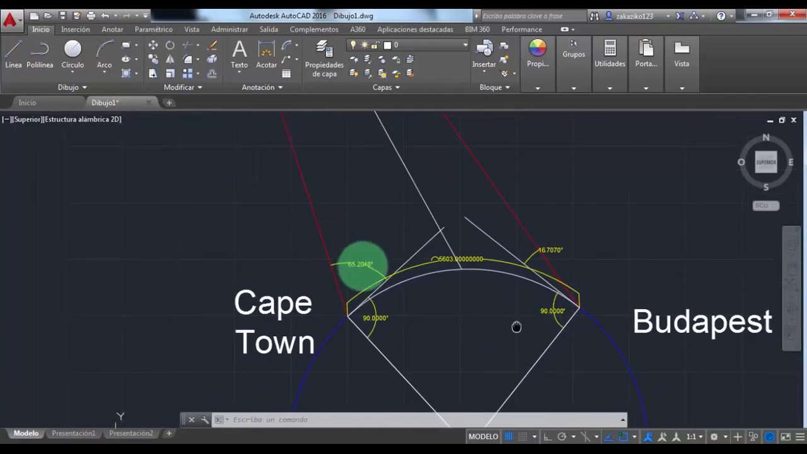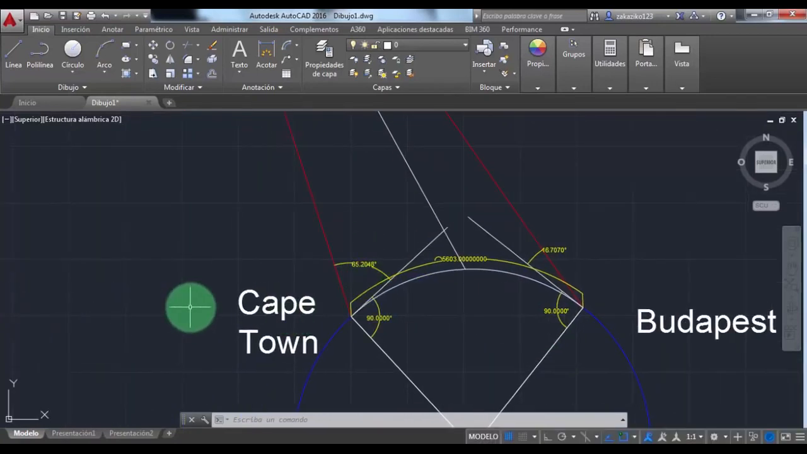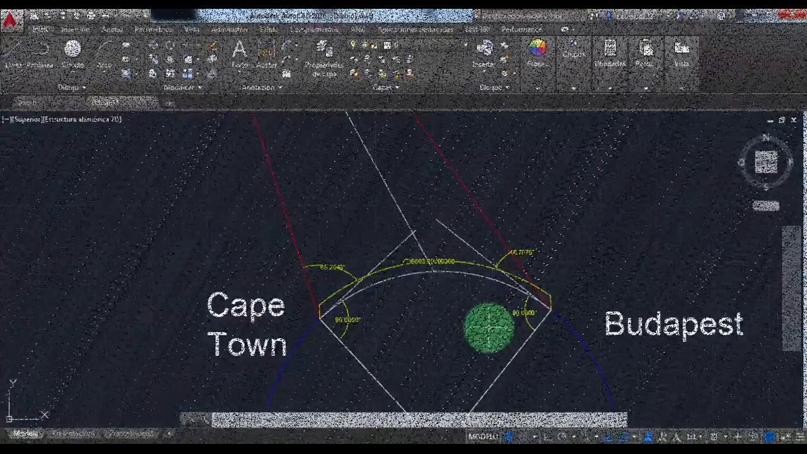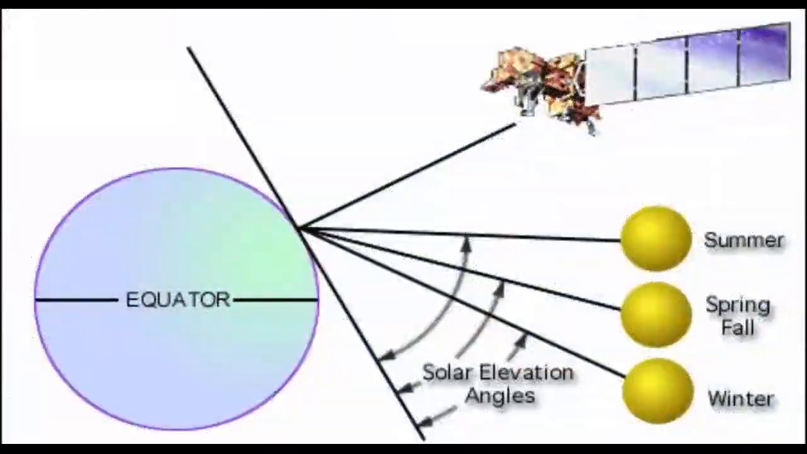But it doesn't work on a ball because we might not be on a ball. And please don't tell me that the sunlight bends. That is why this is not working. Take a look at this image. I am not the one who did it. This is what they are teaching us. Google it.